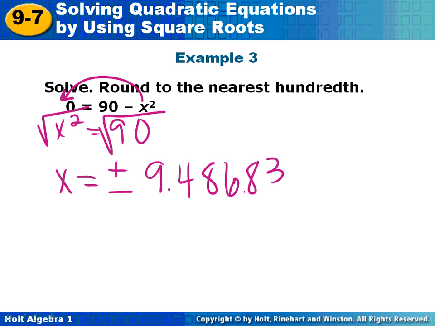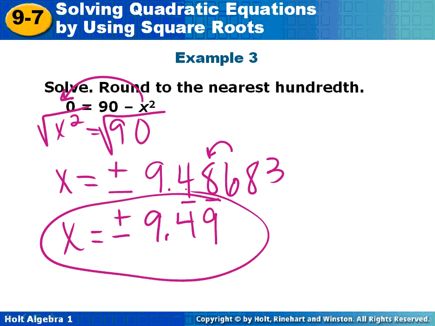9.48683. We're going to round to the nearest hundredth, so this is the second decimal place, which is going to be positive or negative, plus or minus 9.49. That 6 makes the 8 jump up to a 9. That would be your final answer for an irrational square root.